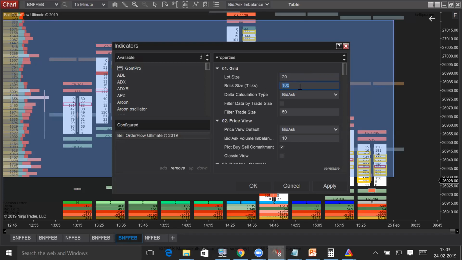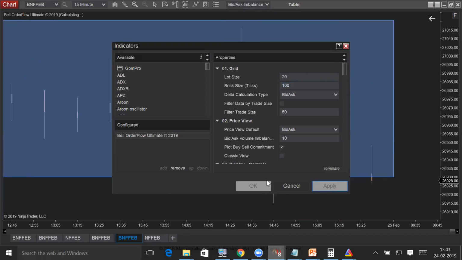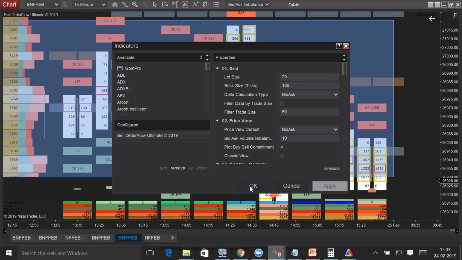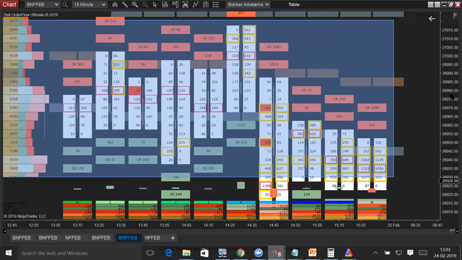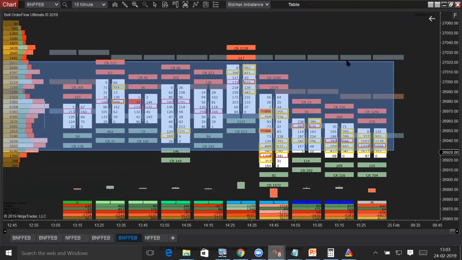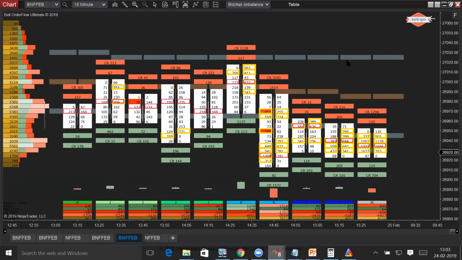0.05 is the actual tick size. So when I say 100 into 0.05, that will result in 5 points, right? So now each and every 5-point block I'm going to see here. So in this case, I'll be able to track bigger players even more with better visibility, right?